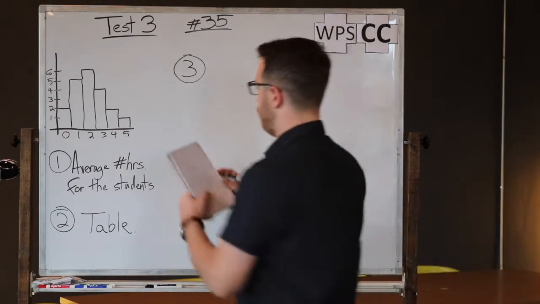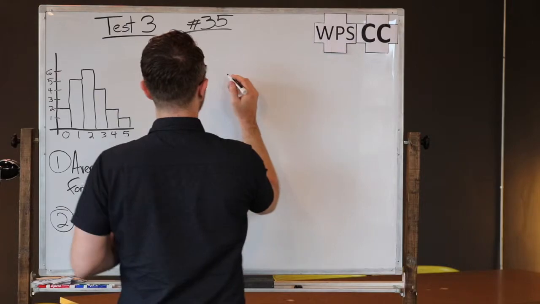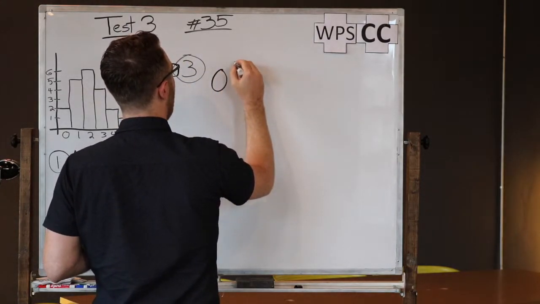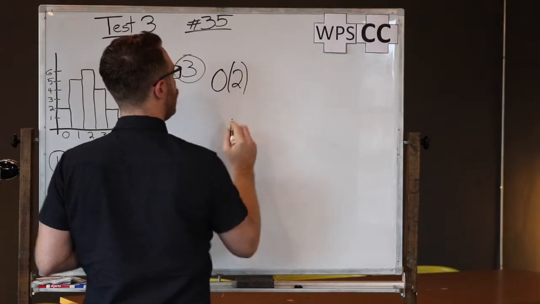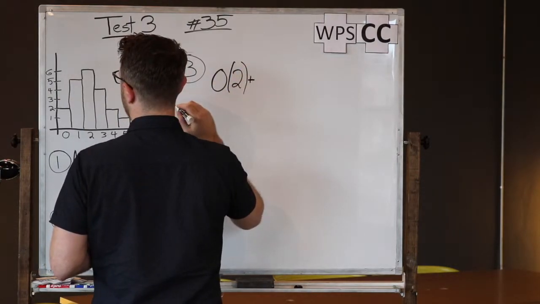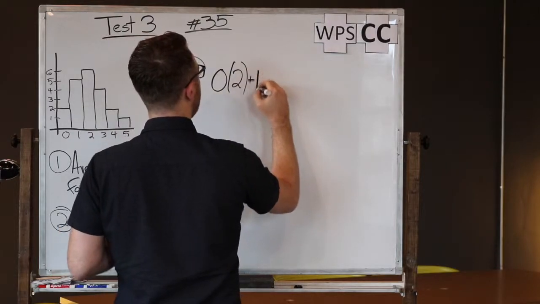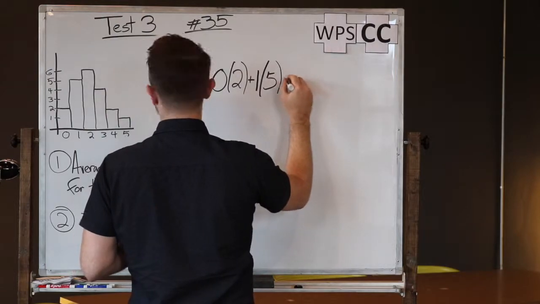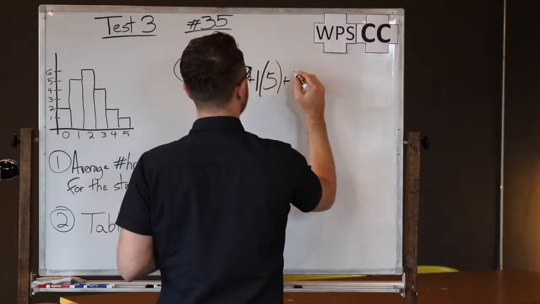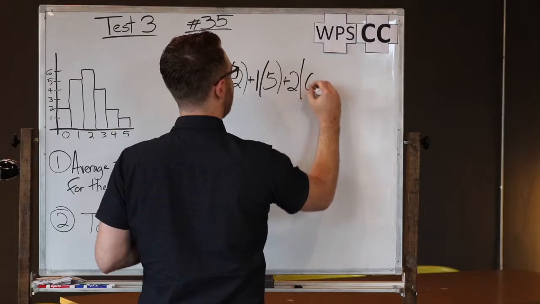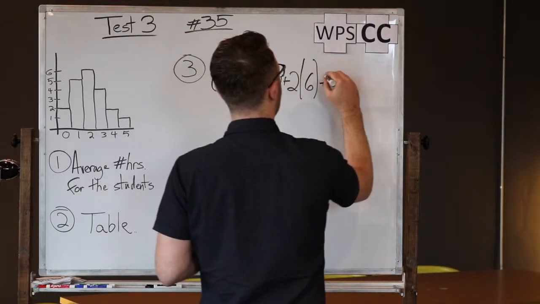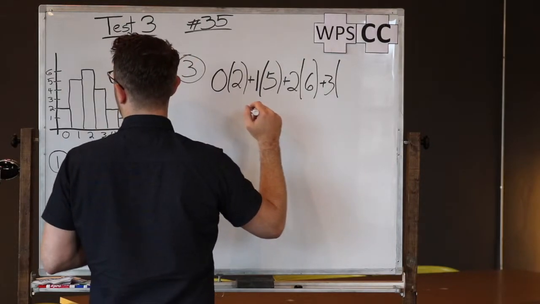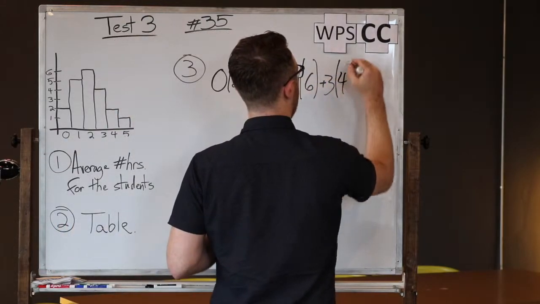So this is the way I did it to make it simple. I took each one of these, so students who studied a total of 0 hours, I multiplied that by the number of students, 2. I'm going to add that to the next one. I have students who studied for 1 hour, that was 5 of them. Students who studied for 2 hours, that was 6 of them. Students who studied for 3 hours, I'm running out of room here. 3 hours was 4 of them.